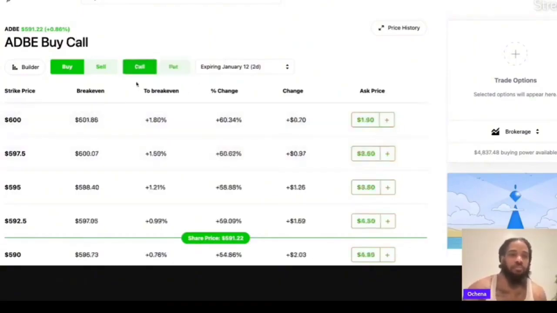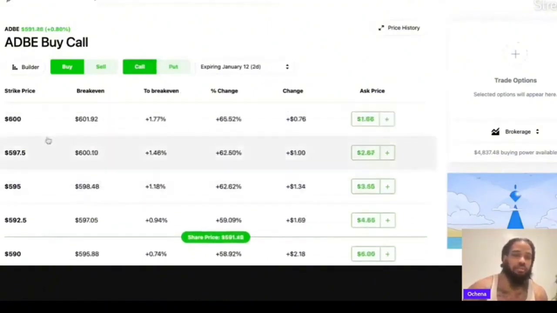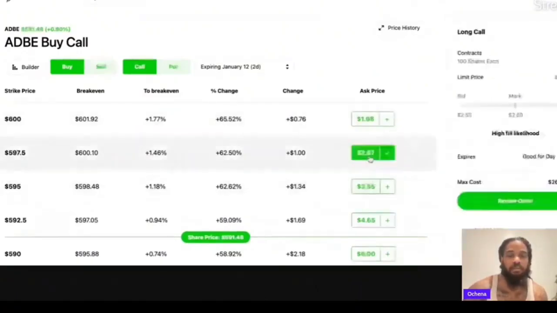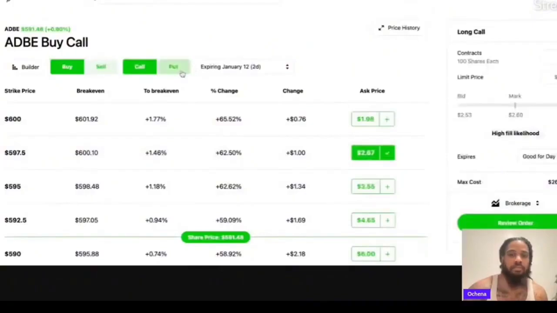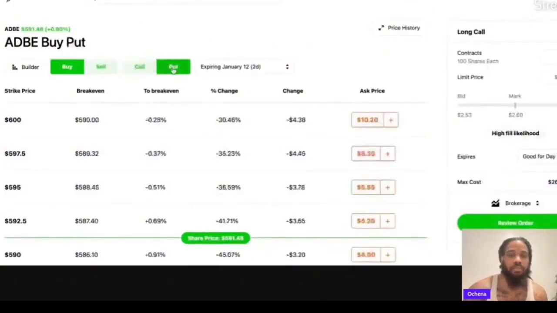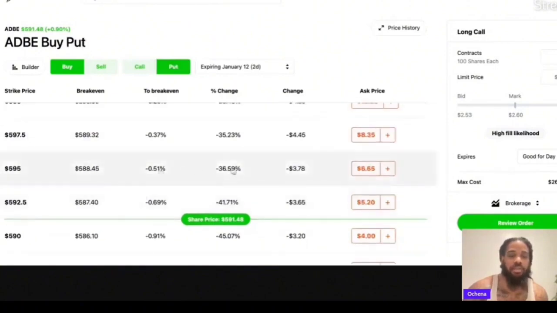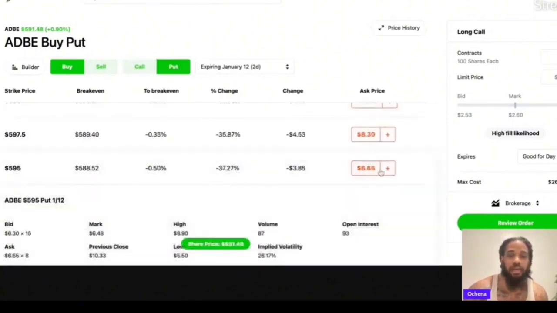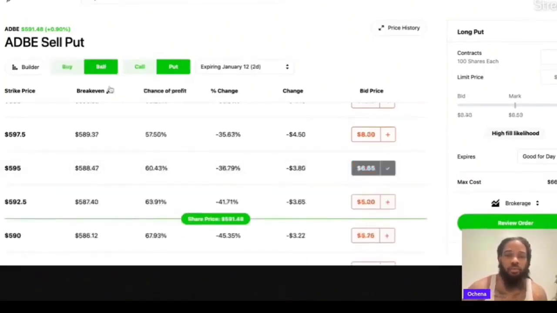So for example, if you're betting that it's going to go up, you're going to hit the call option, and then you're going to choose one of the strike prices over here. And then you could decide if you want to buy it or not. And if you decide you want to bet that it's going to go down, you could go to the put, go to one of these strike prices, and then you could buy it or not. It's basically another, more advanced part of option trading where you could sell covered calls.